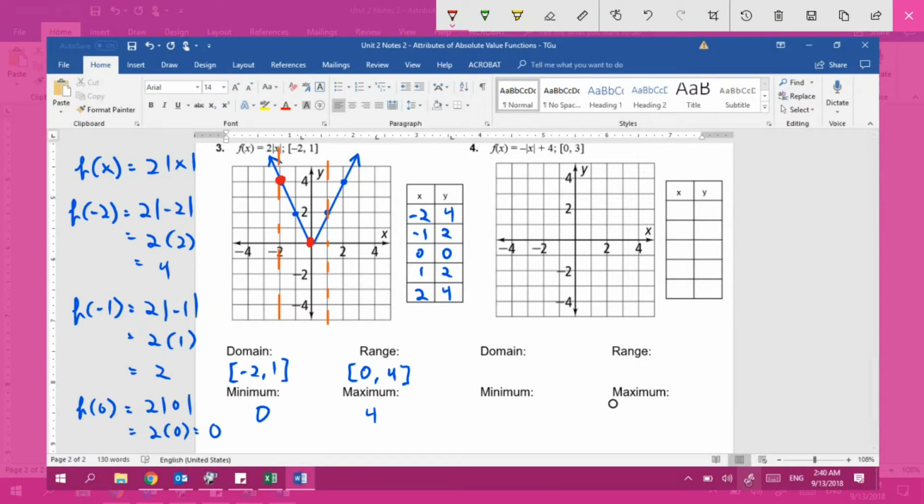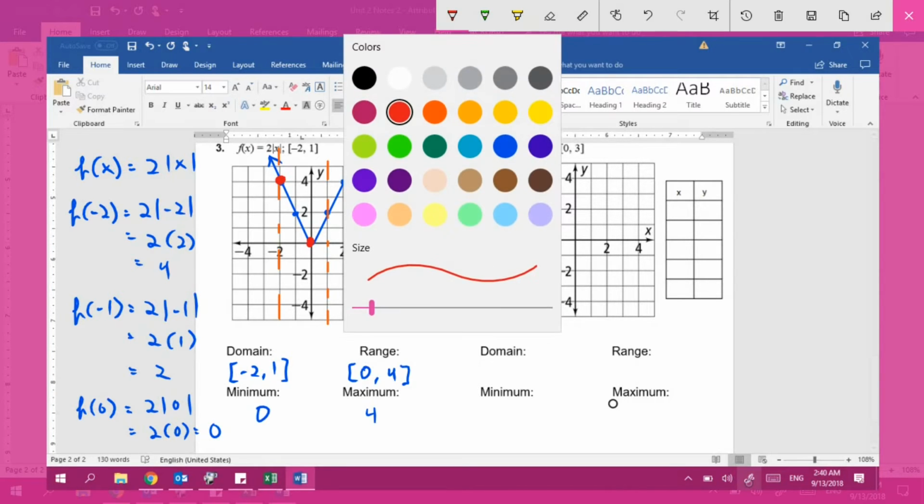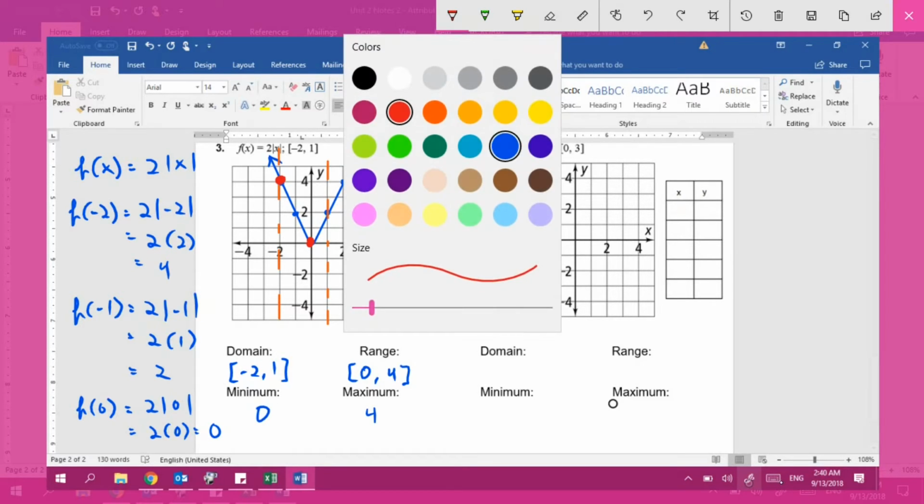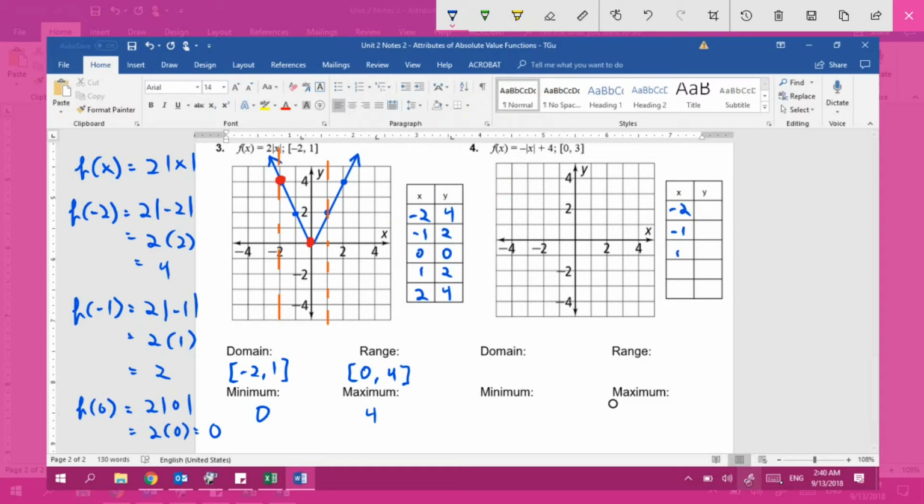Now let's look at number 4 then. This is the final one. We got f of x equals the negative absolute value of x. So let's pick some points. -2, -1, 0, 1, and 2. And let's find the y values, or the f of x values. So f of -2 is going to be the negative absolute value of -2. What's the absolute value of -2? +2. So look, it's just -2.